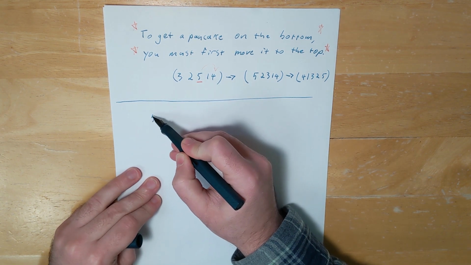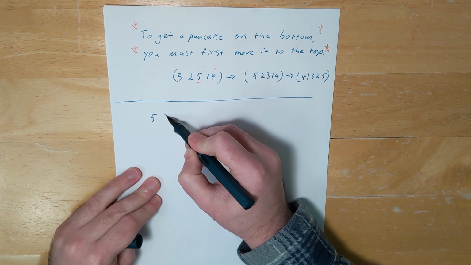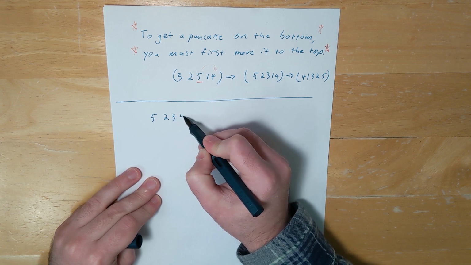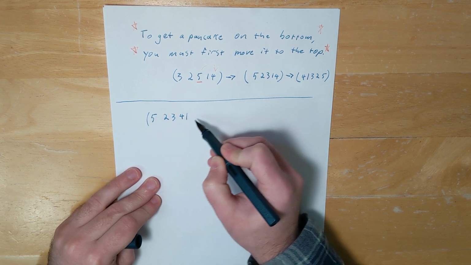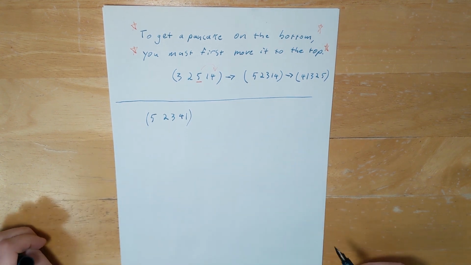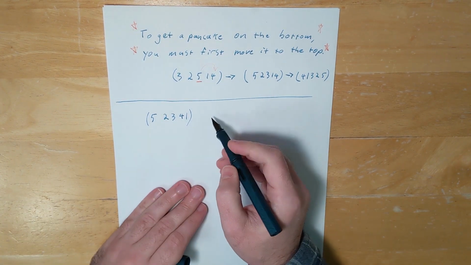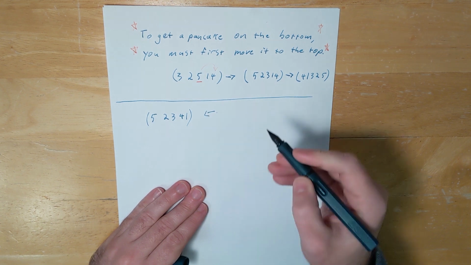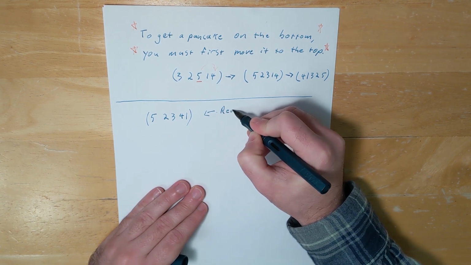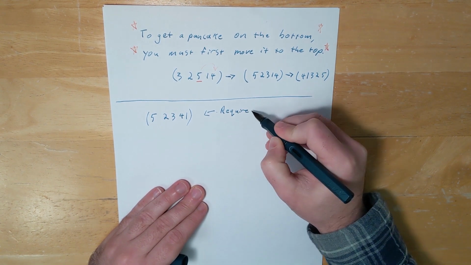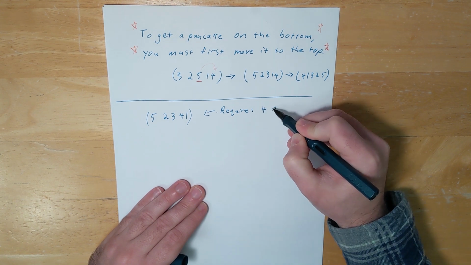So let's consider the stack 5, 2, 3, 4, 1. I'm going to claim that this stack requires 4 flips to sort.